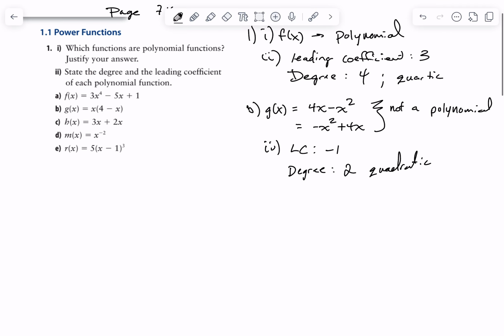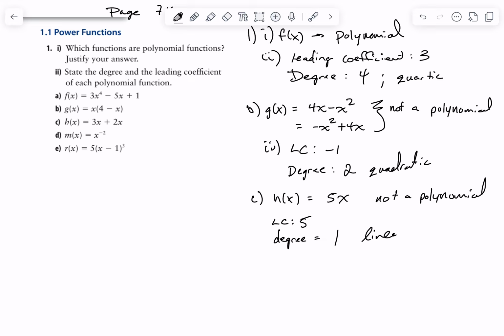Okay, C, h of x. H of x can be simplified again as 3x plus 2x. Those are like terms, and so we're going to get 5x is going to be h of x in simplified terms. And so we're going to say this is also not a polynomial function. Okay, leading coefficient is going to be 5, and its degree is going to be 1, so it's linear.